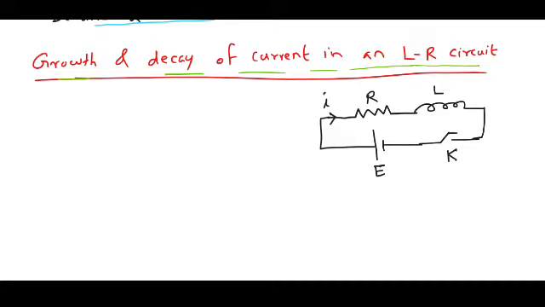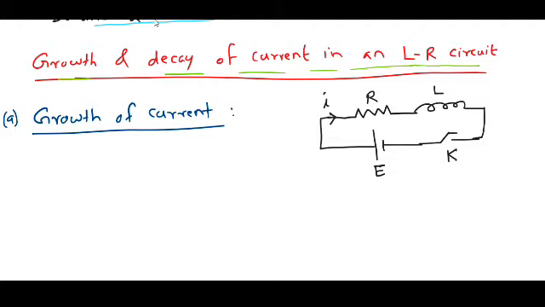Here we first discuss the growth of current in the LR circuit. We will derive an equation for the growth of the current in the circuit. That expression will be in terms of the resistance R and the inductance L. That is, just when the key K is closed, a current I starts to flow through this circuit, as I mentioned earlier.